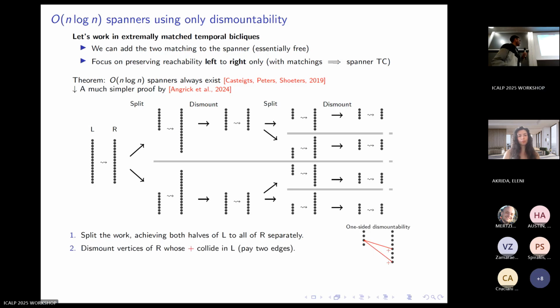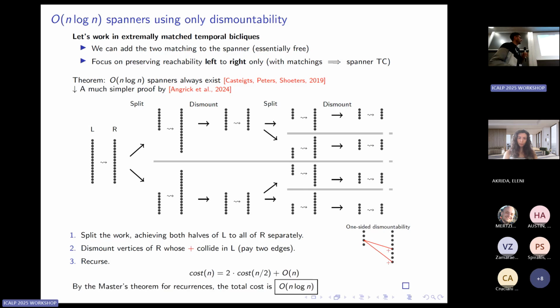To summarize it, we can split the work. Then we can dismount the vertices on the right that collide on the left, whose maximum edge collides on the left. And we can recurse on this. And if someone does the math, then we will end up with a spanner of big O of n log n.